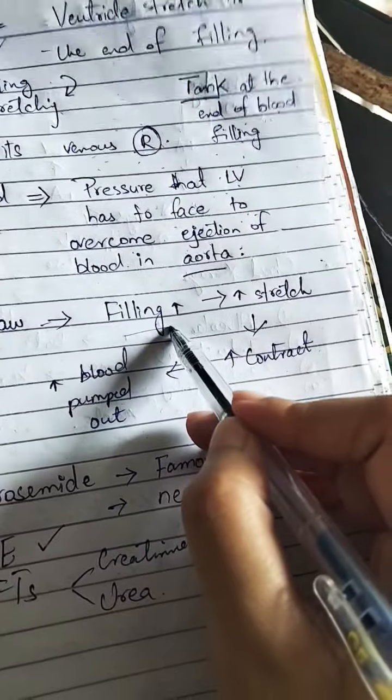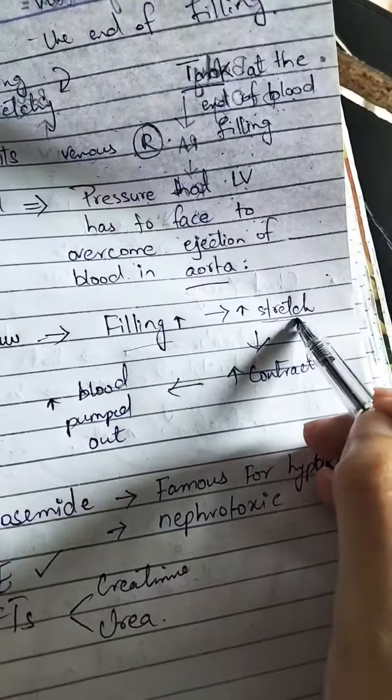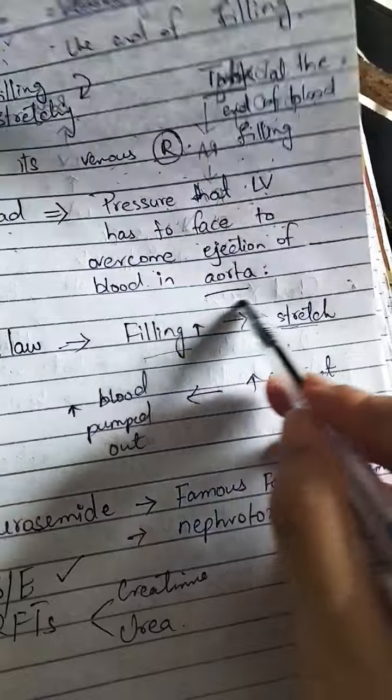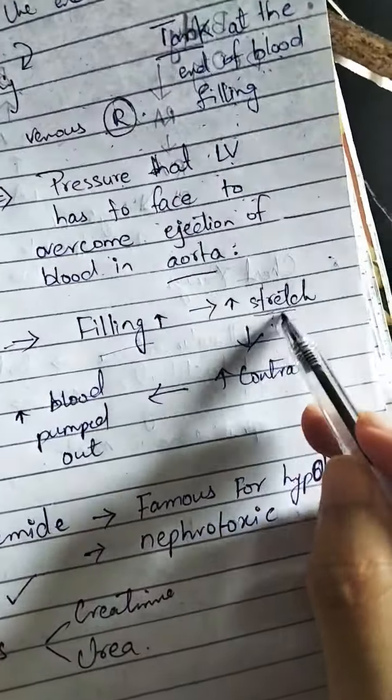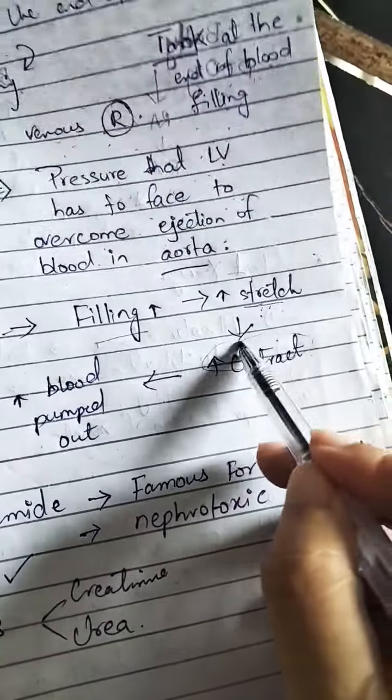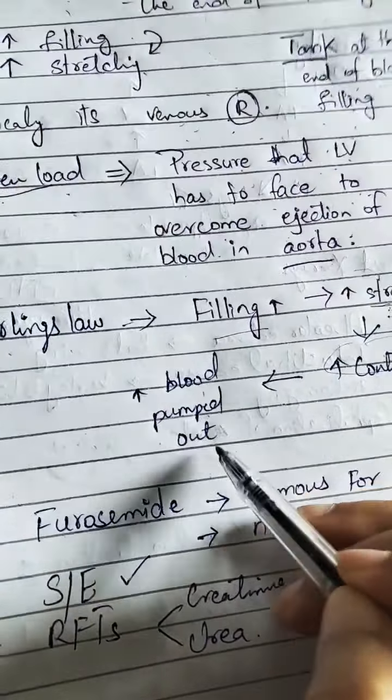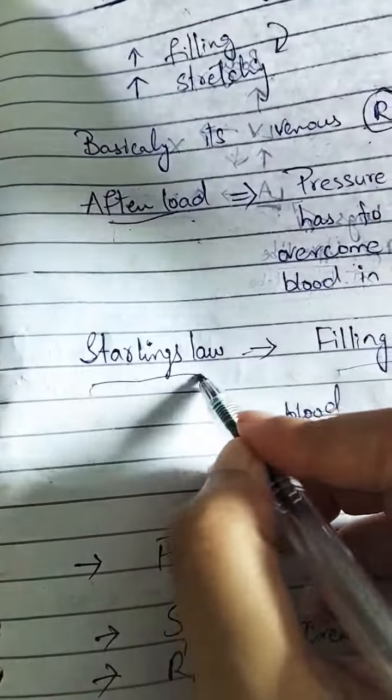The more filling, that is preload, the more stretching. This is the preload terminology, and once it is more stretched, it will again contract and the blood will be pumped out. So this is Starling law. Simple.